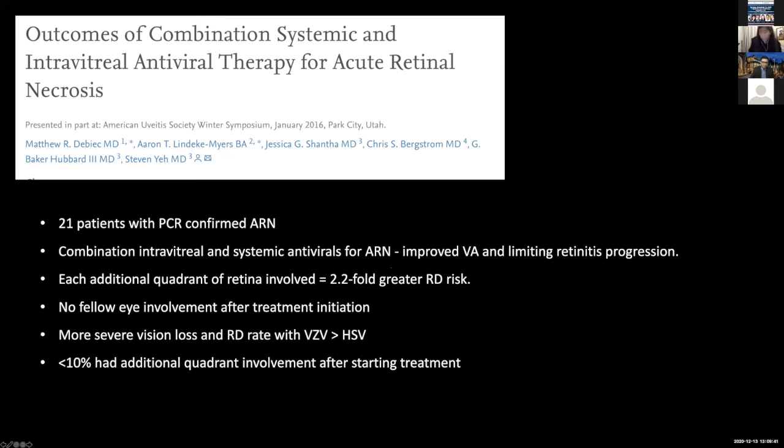And they concluded that the combination of intravitreal and systemic antivirals improved vision and limited retinitis progression, and reduced retinal detachment by over 2-fold. And again, as Dr. Acharya discussed, the main importance of systemic treatment is fellow eye involvement, and there was no fellow eye involvement after the systemic treatment with antivirals. And only less than 10% of eyes had an additional quadrant involved after treatment was started.